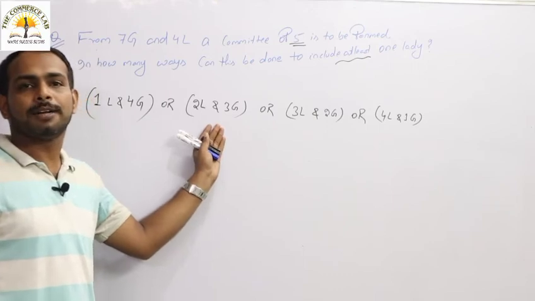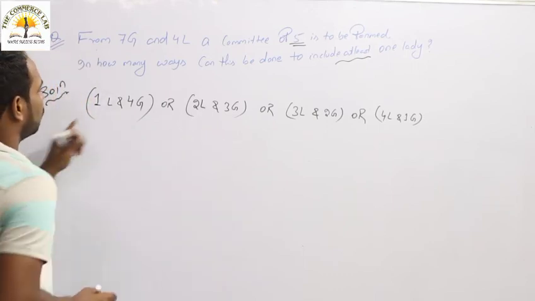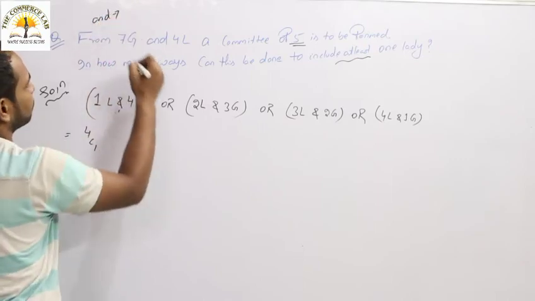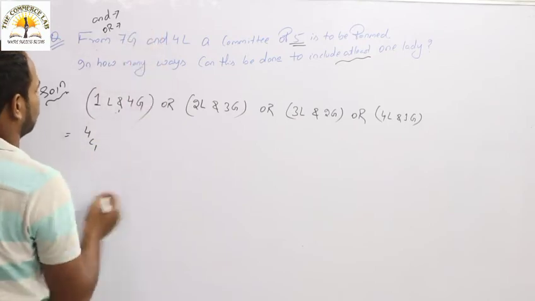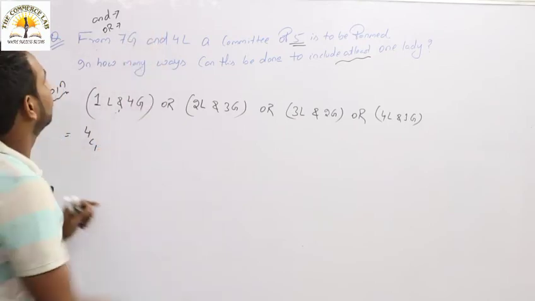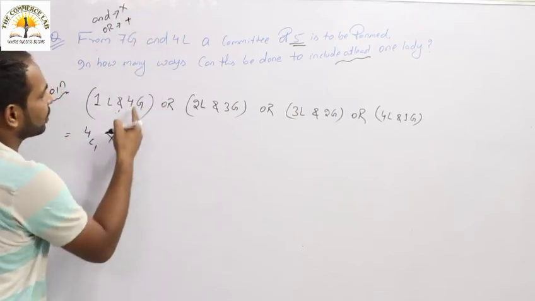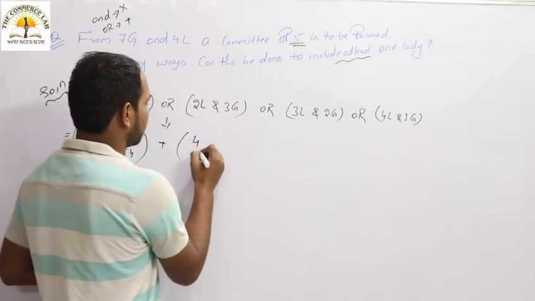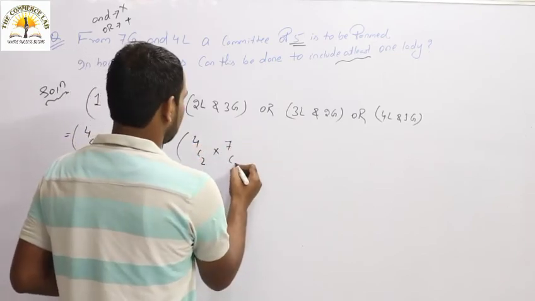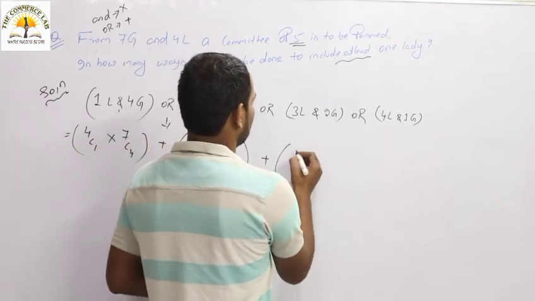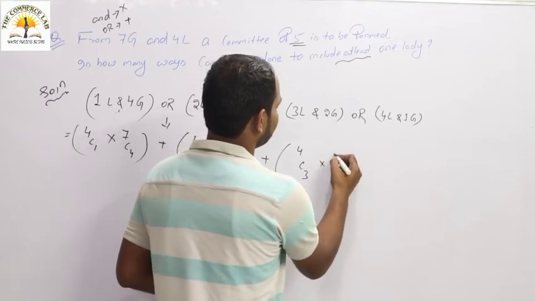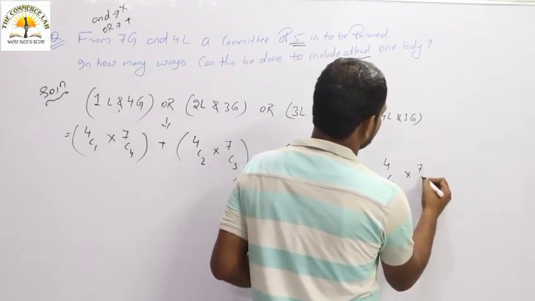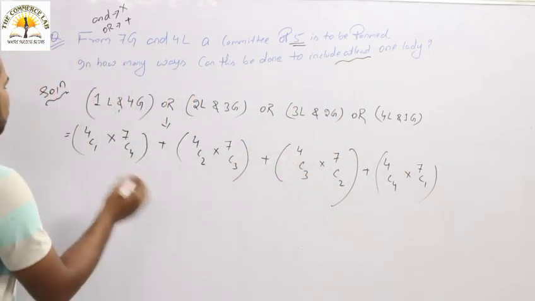Then we have to convert this part into mathematical form. Let's find out. One lady we have to choose among four ladies, that means 4C1, and always remember, AND is your multiplication, OR is your plus. Then four gentlemen, 7C4. Then plus two ladies we have to select from four, 4C2 multiplied by 7C3, plus three ladies, 4C3 multiplied by 7C2, plus 4C4 multiplied by 7C1.